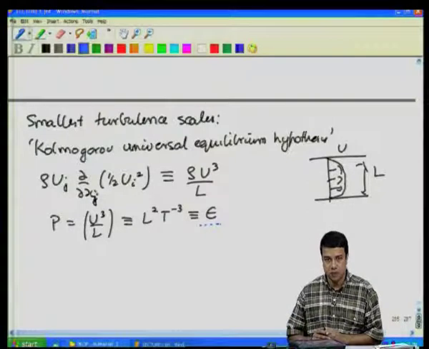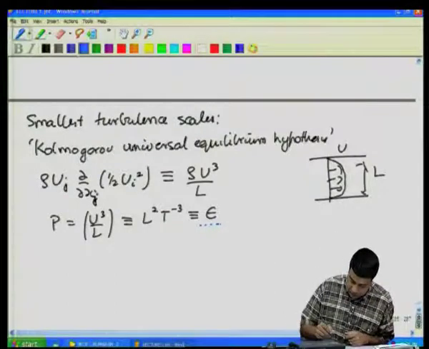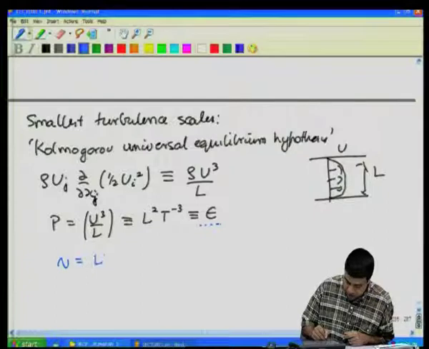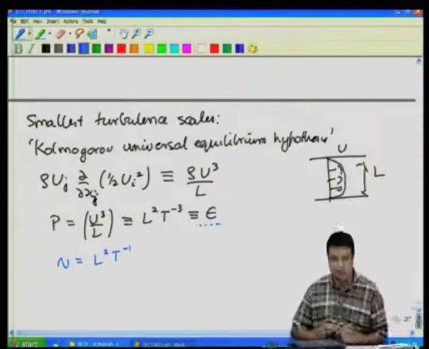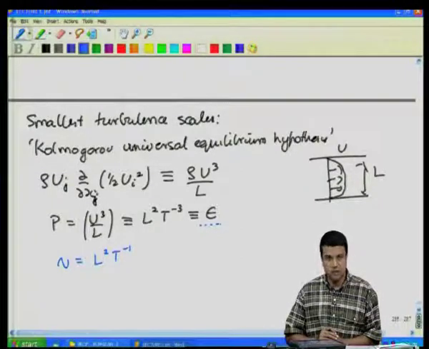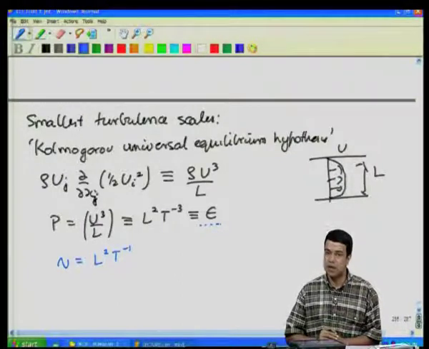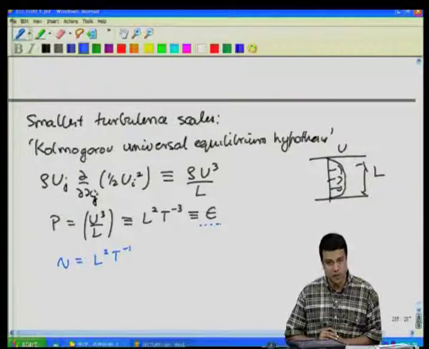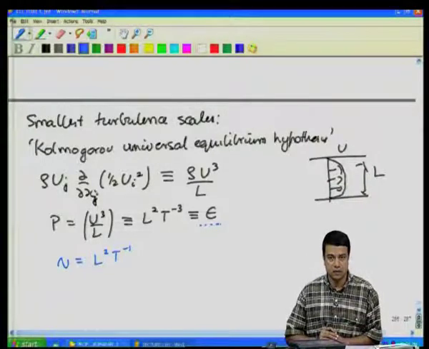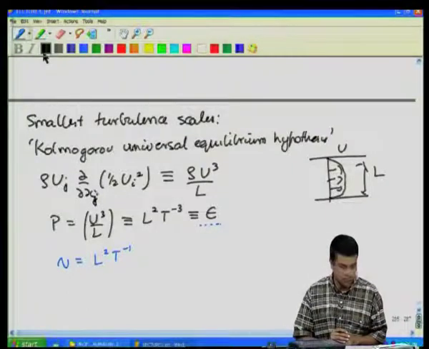So, the smallest scales can depend upon epsilon. They could also depend upon the kinematic viscosity nu, with dimensions of length square T inverse. Since the length and velocity scales of the smallest scale eddies depend only upon epsilon and nu, just from dimensional analysis, you can infer what the dependencies are. It is quite easy.